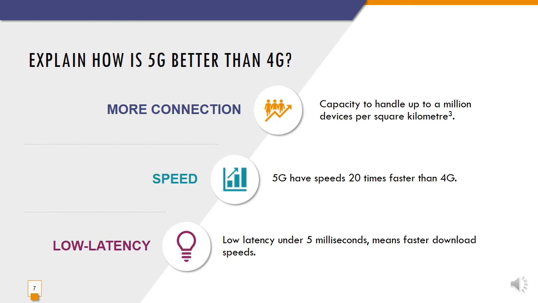The third reason is the low latency. The biggest difference between 4G and 5G is latency. 5G promises low latency under 5 milliseconds, while 4G latency ranges from 60 milliseconds to 98 milliseconds. In addition, with lower latency come advancements in other areas such as faster download speeds.